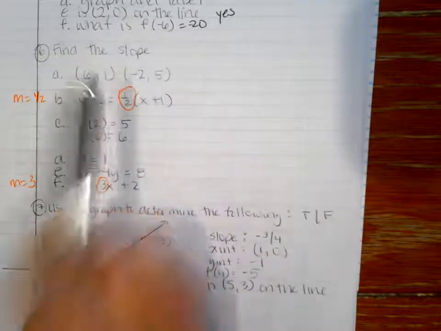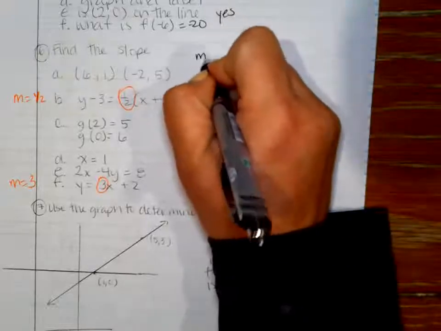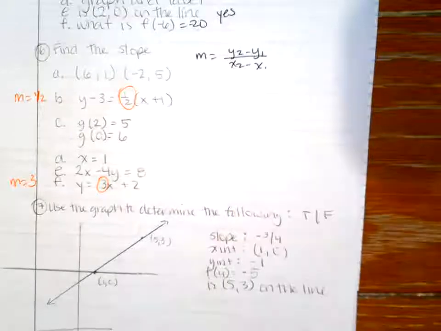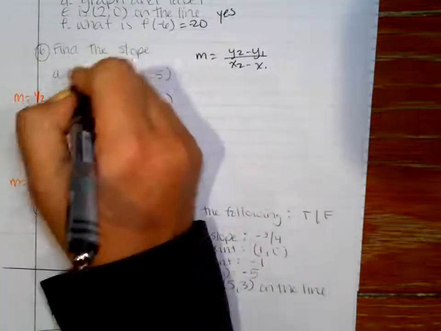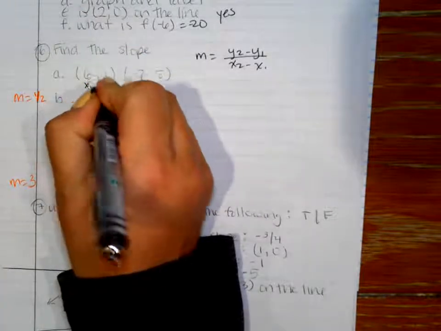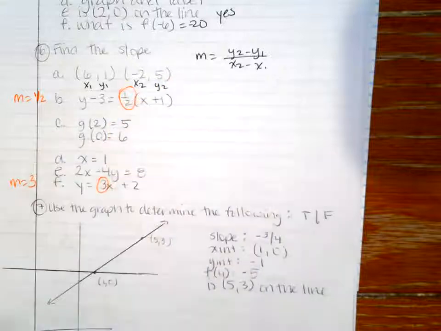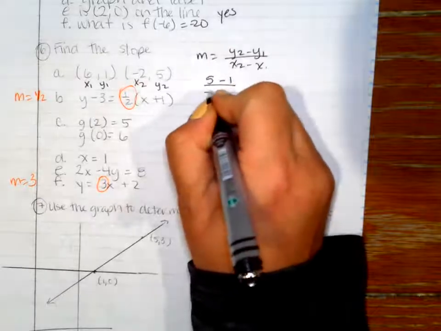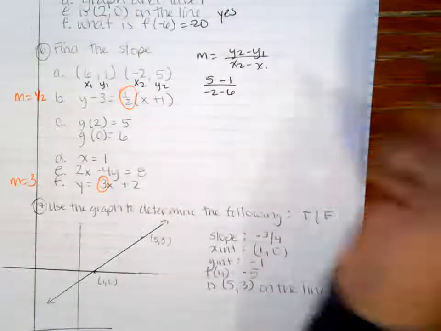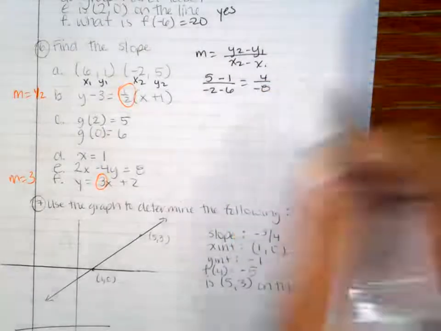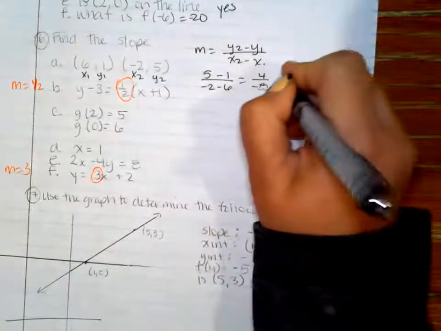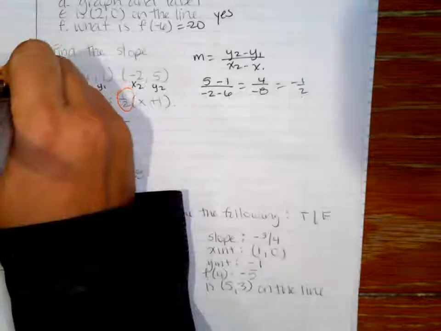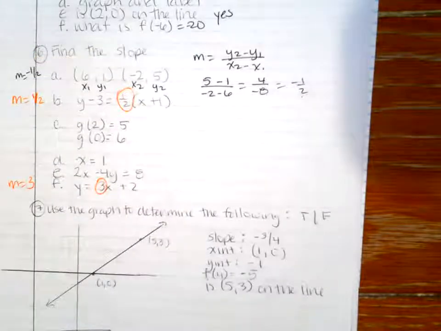This guy requires you to use the slope formula. The slope formula is y2 minus y1 over x2 minus x1. I'm going to label my points, x1, y1, x2, y2, and then just plug them in. Gives me 5 minus 1 over negative 2 minus 6 equals 4 over negative 8. Careful with your signs. Which gives me negative 1/2. Okay. So this guy right here, m is equal to negative 1/2.